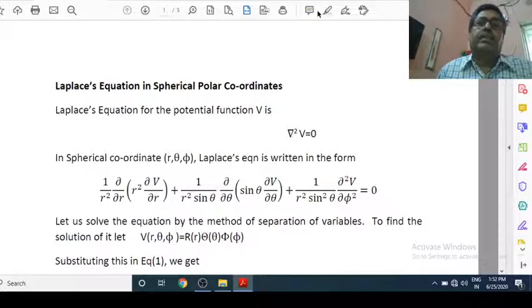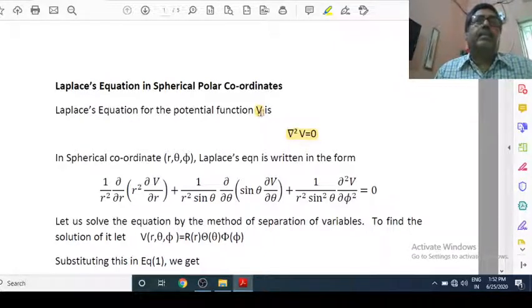Laplace's equation in potential function V is del squared V equals 0. Here one thing you will find changed: generally potential is denoted by phi, but to avoid any confusion, I have taken V here. Potential is denoted by V. So what type of confusion? See here.